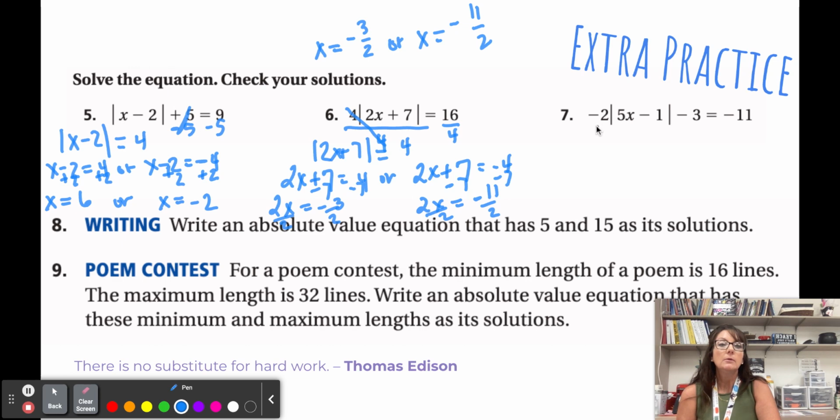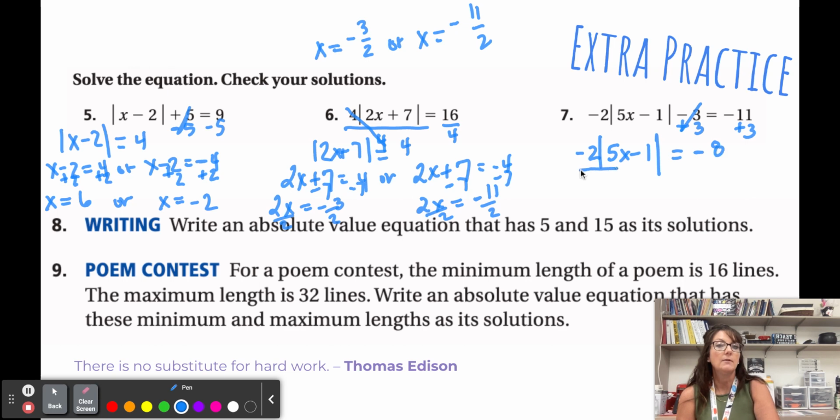Looking at this one, we have a whole lot of stuff going on. It does say a negative here, but let me first get it into shape. Only reason I'm saying that is because I know that if I divide a negative number by a negative number, I get a positive number. So first I want to undo this by adding 3. Right? So we'll have this negative 2, absolute value 5x minus 1, and that's gone. And that's equal to negative 8.